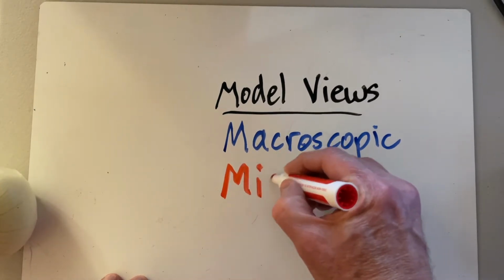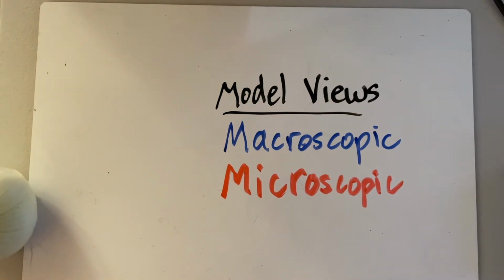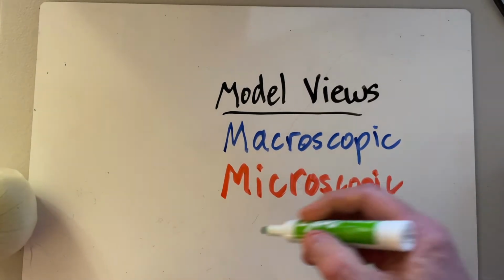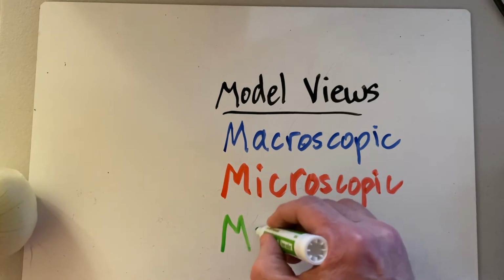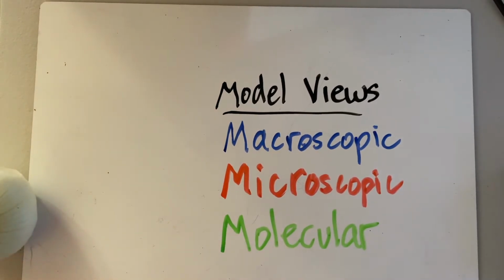Or are you looking for a microscopic view, where you're showing what it looks like under a microscope, something that's too small to see with your eyes, but you can see it under a microscope? Or there's something called a submicroscopic or molecular view. I'm going to call this molecular because it's small enough to see molecules, which really can't be seen with a microscope. Molecular means that you're seeing at the level of molecules and atoms.